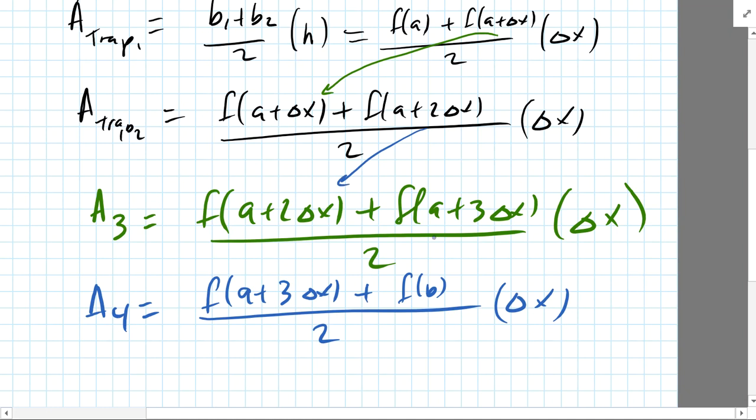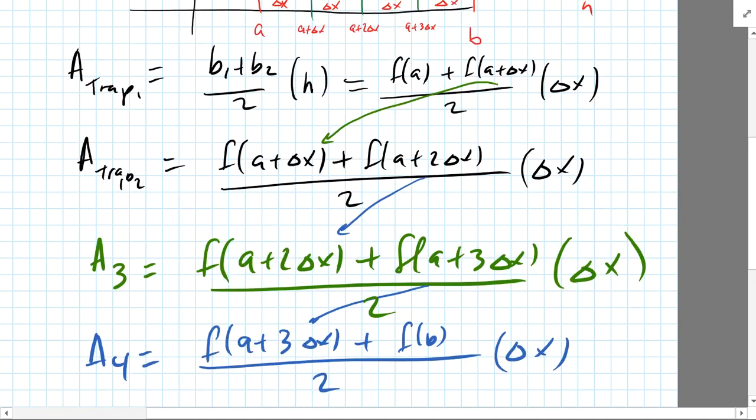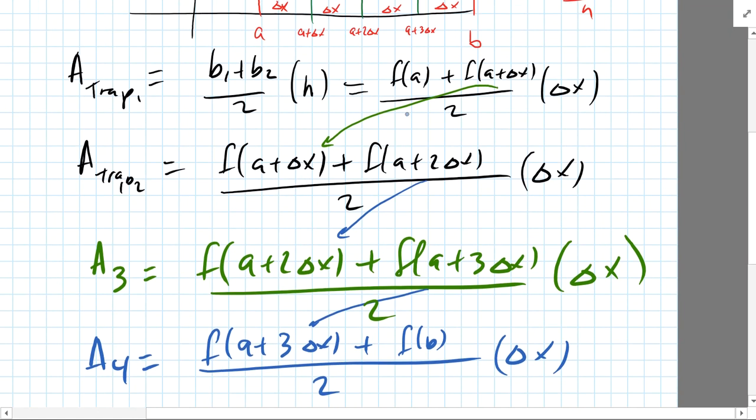I use that one twice. I use this one twice. So when you're going through and doing this, you start at A. You add the next one. You use that one again. You add the next one. You use that one again. You add the next one. You use that one again, and then you get to B, the outer boundary. You stop. When you get to f of B, you stop. It's that simple.